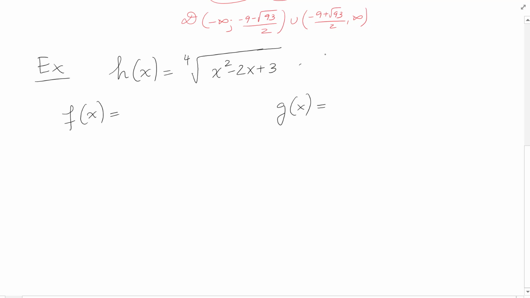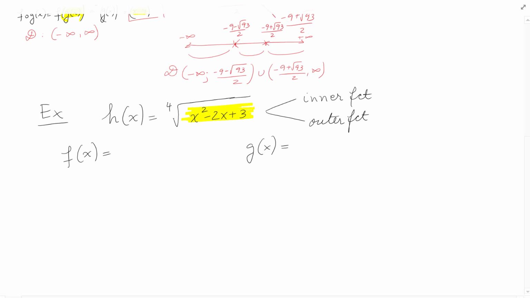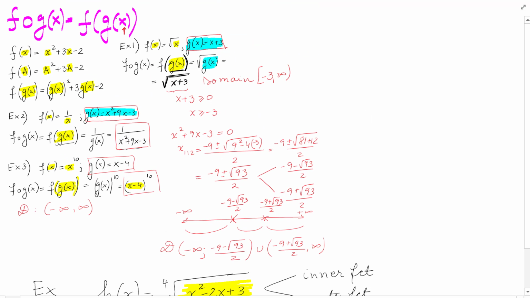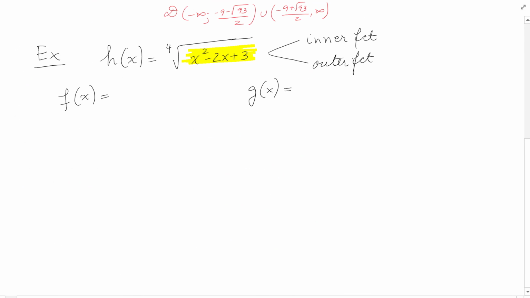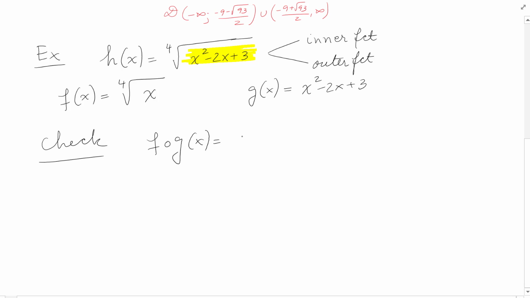If you were to split this into an inner function and outer function, which one would be the inner function? Well, under the root is this one, so this would be the inner function. Which one is the inner function in the composition of functions? Which one is inside? G of x. So basically the g of x is the x squared minus 2x plus 3. And the outer function is what? Where was this inner function? Well, it was inside the 4th root of x. And you can quickly check by doing f composed with g of x is f of g of x, or the 4th root of g of x, which is the 4th root of x squared minus 2x plus 3.